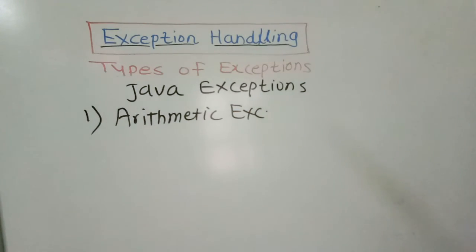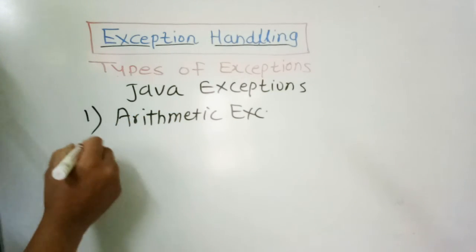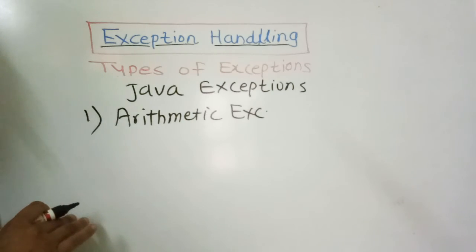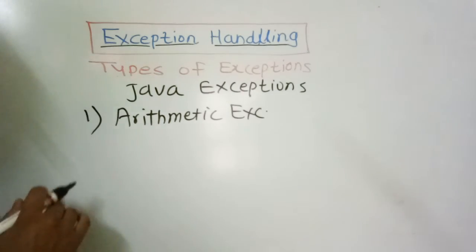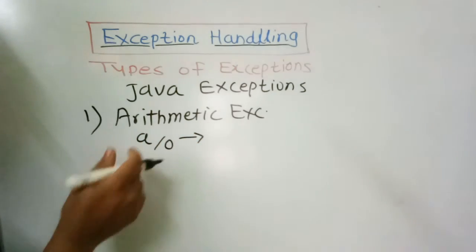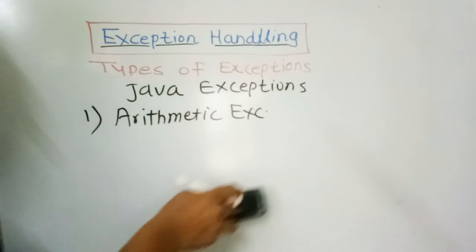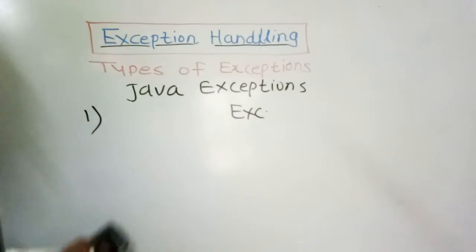What is an arithmetic exception? When you are using mathematical terms, there may be chances of errors occurring, and such errors can be of different types. Take a sample: if a divide by zero error occurs, meaning any variable divided by zero, it will cause an exception for the system. Such errors can occur in the system due to mathematical expressions, and they are known as arithmetic exceptions.